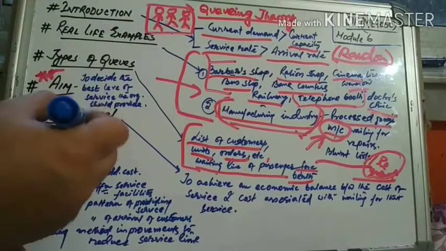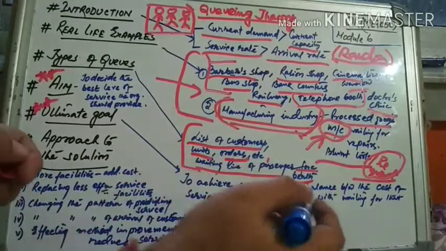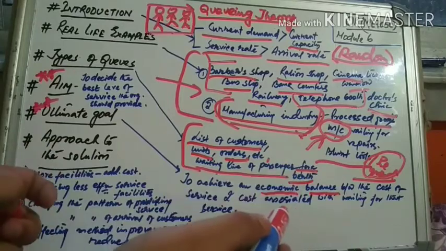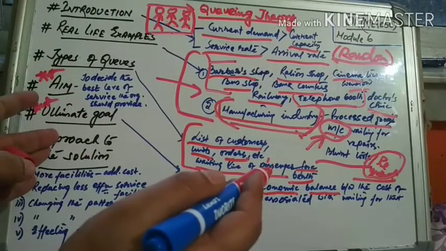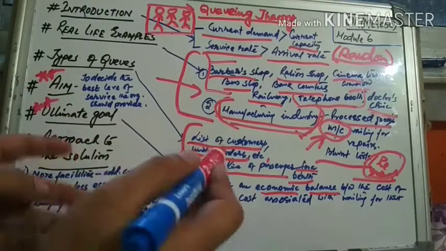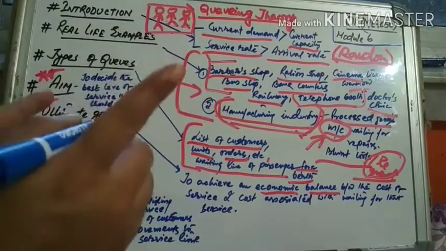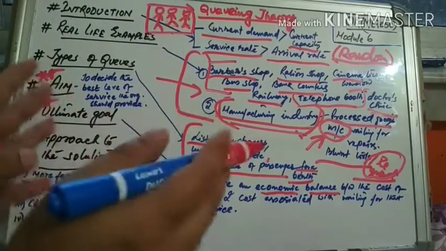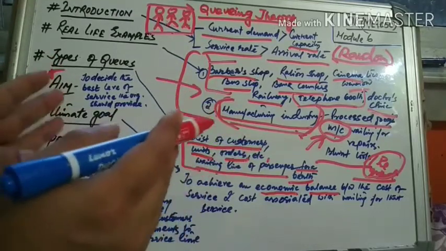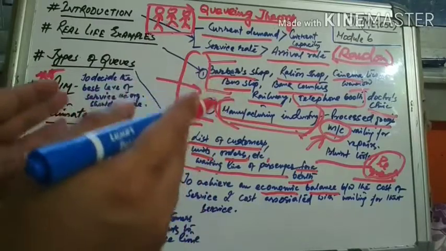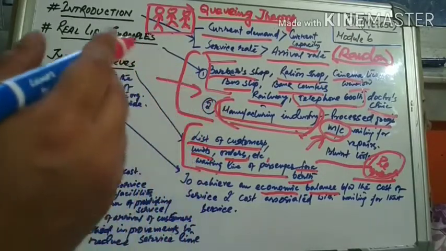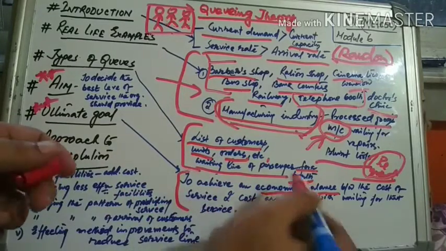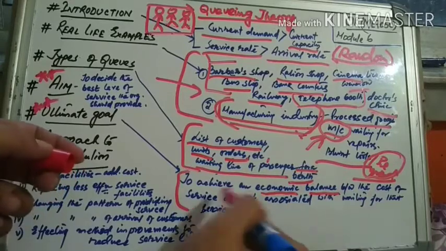So our ultimate goal is to achieve an economic balance. As an engineer or a manager, you need to optimize between the cost and the quality. I already said in the introduction part, you always have to keep in mind that you have to keep a balance between the service and the cost, or you can say between the quality and the cost.